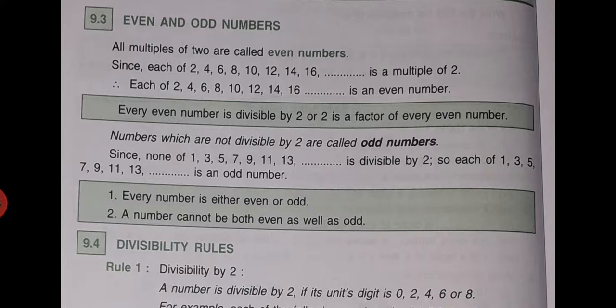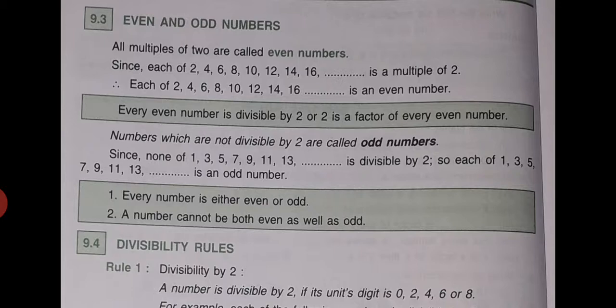In our previous class, we have discussed the even numbers and the odd numbers. So what are even numbers? You know, all multiples of 2 are called even numbers. For example, 2, 4, 6, 8, 10, 12 and so on. All the multiples of 2 are called even numbers.